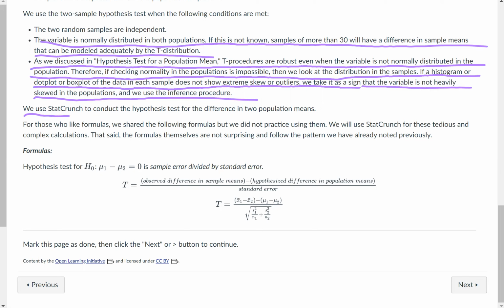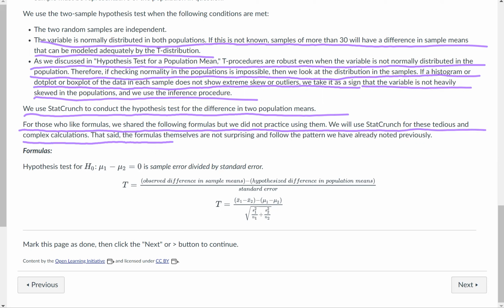We use StatCrunch to conduct the hypothesis test for the difference in the two population means. For those who like formulas, we shared the following formulas, but we did not practice using them. From now on, we'll just use StatCrunch in this class for these tedious and complex calculations. With that said, the formulas themselves are not surprising and follow the pattern that we have already noticed previously. In the hypothesis test, the null hypothesis claims that the difference in the two means is 0.